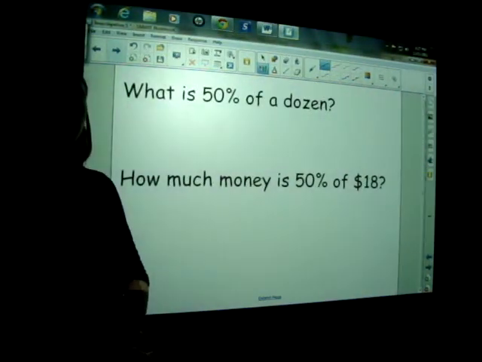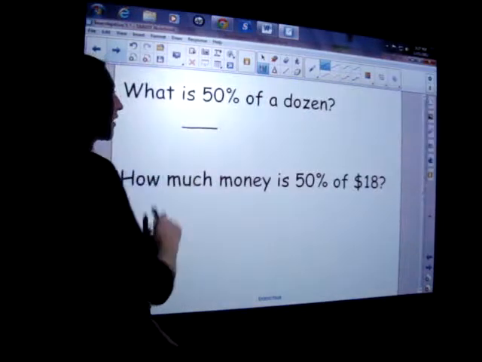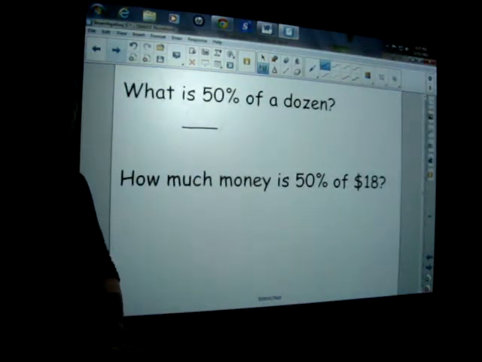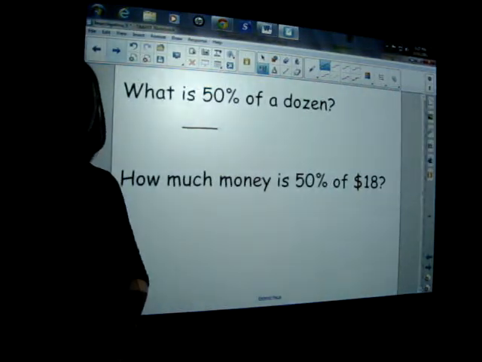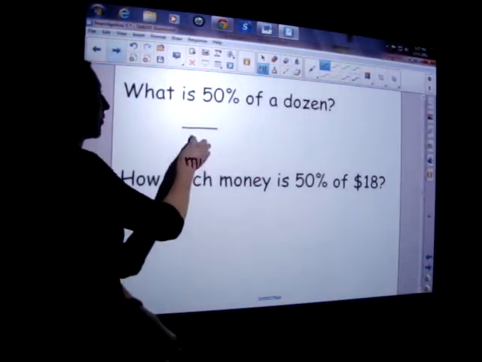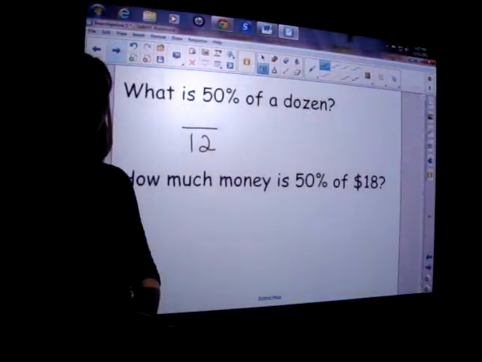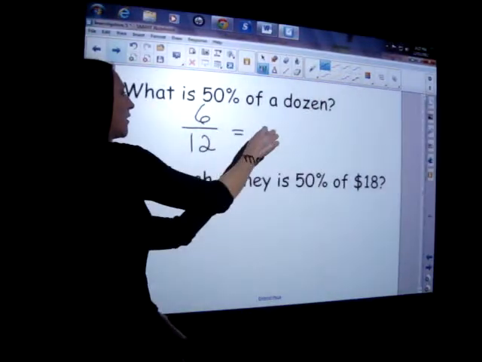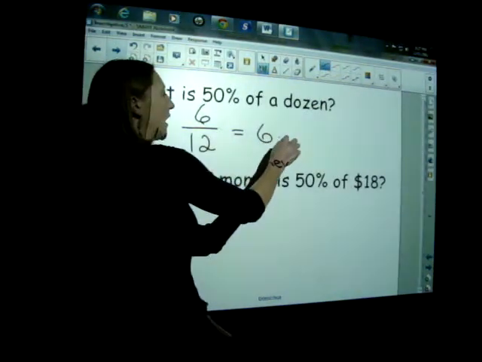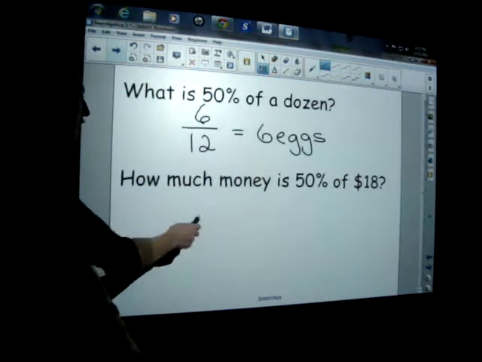Right, we're going to look at these in problems where you have to think about the number in the denominator first. So 50% of a dozen. Before I can do that, I need to know how much is in a dozen. There are 12. So 50%, or half of 12, would be 6. So if your dozen was talking about eggs, you would have 6 eggs. Let's try the next one.